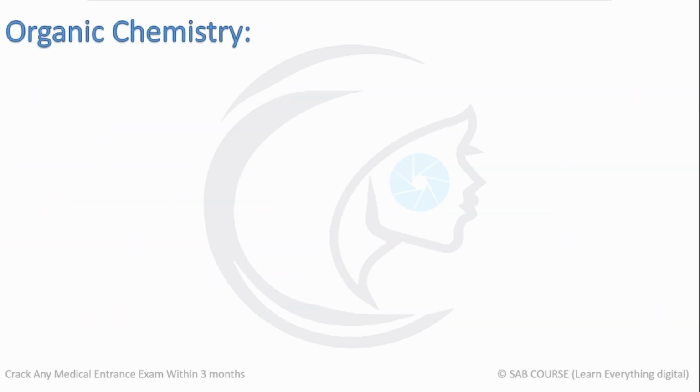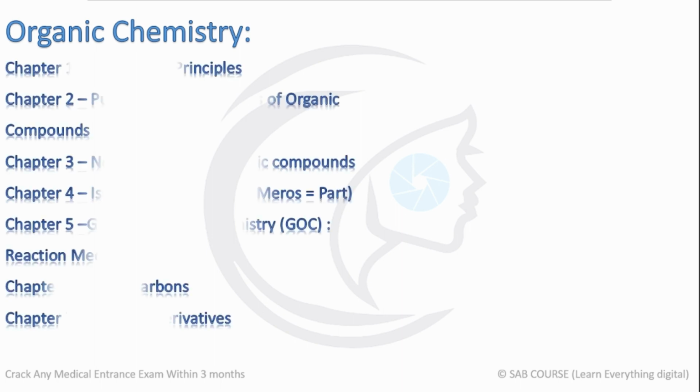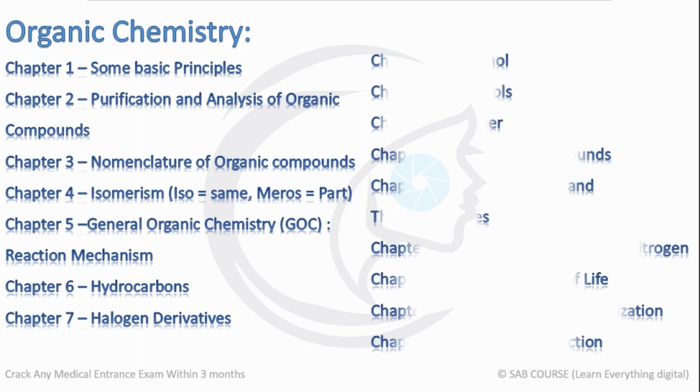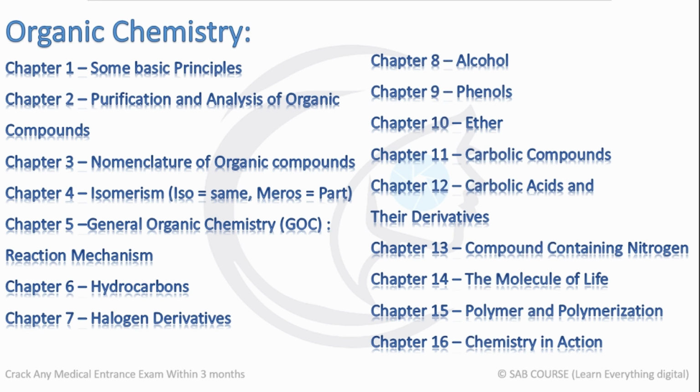Then we will move into organic chemistry. Organic chemistry has a total of 16 chapters, which are some basic principles, purification and analysis of organic compounds, nomenclature of organic compounds, isomerism, general organic chemistry (GOC), in which we learn about reaction mechanisms, SN1, SN2, reaction mechanisms, hydrocarbons, halogen derivatives, alcohol, phenol, ether, carbonyl compounds, carboxylic acids and their derivatives, compounds containing nitrogen, the molecules of life, polymers and polymerization, and chemistry in everyday life.